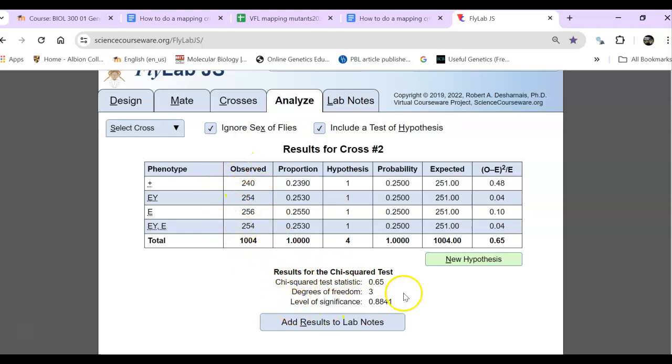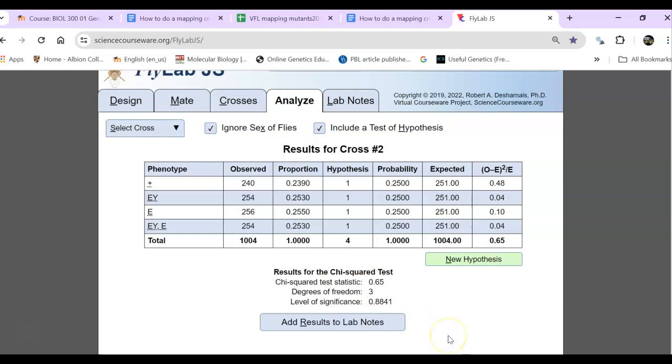If we go to a chi-square table, we'll come up with a p-value. That p-value will look like this. In this case, they call it level of significance. So here it's 0.88. 0.88 is way higher than 0.05. 0.05 is always a cutoff. If we say 0.05 or greater, we accept our hypothesis.